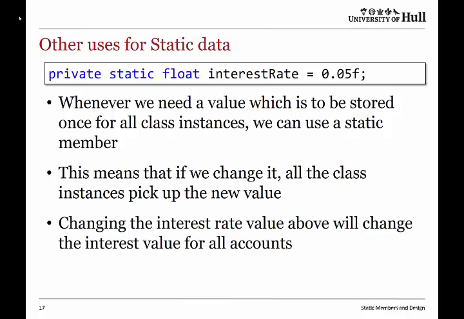Other good uses for static are things you want to have set for the entire class of objects, like perhaps, say, the interest rate. I may want to have the interest rate set once for everybody and then change it and not have to spin through all the classes and change that particular property. So I can make the interest rate a static member and set it to whatever, and then I can change that as and when required.